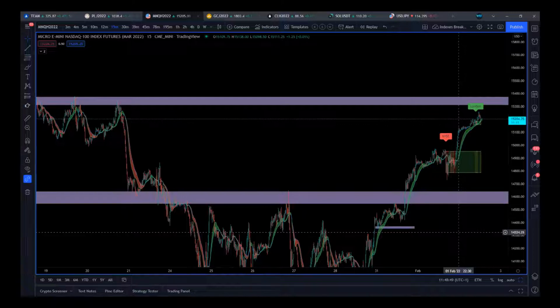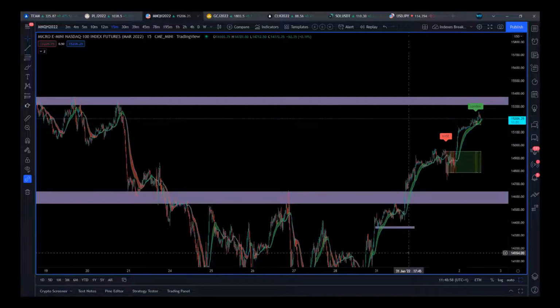So this is micro NASDAQ. We use the 15-minute time frame on MNQ. I've extended this now so you can see what I do.